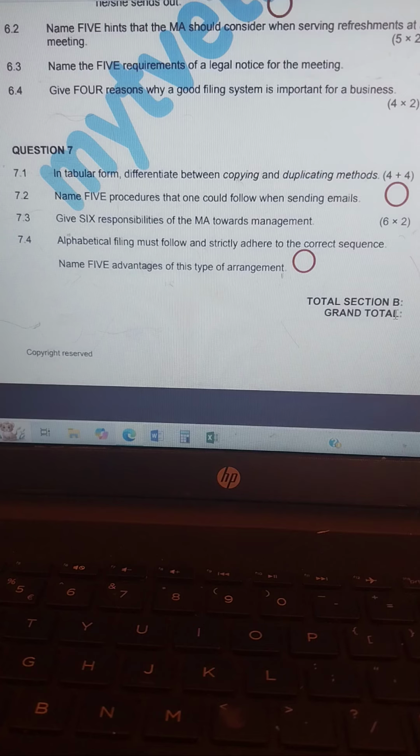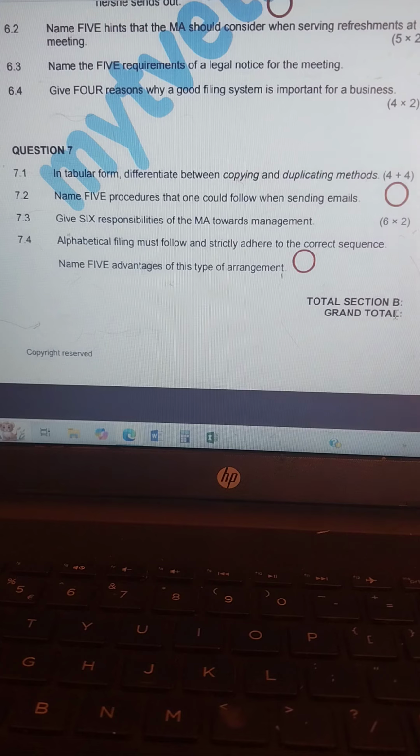The fourth one, copies can be made from the original or a copy. Okay, then let's go to duplicating method. Duplicating method is a process where an unlimited number of copies are made of the master copy.